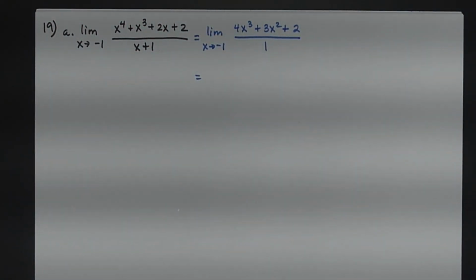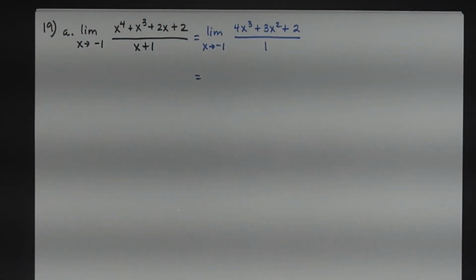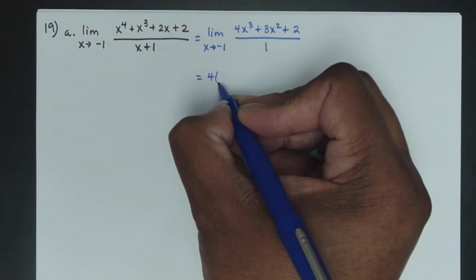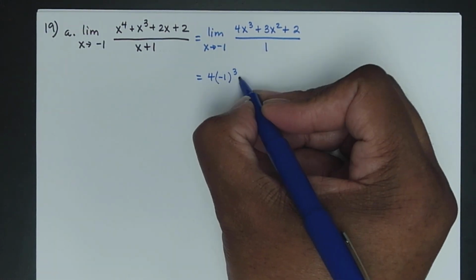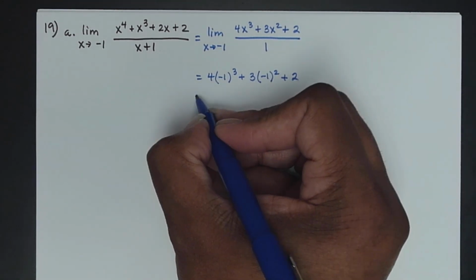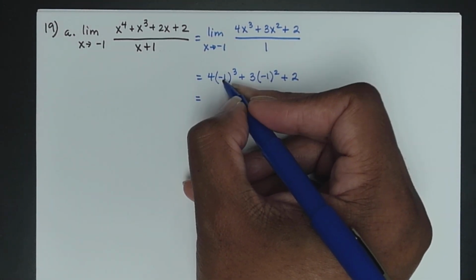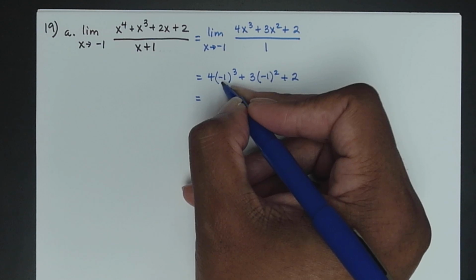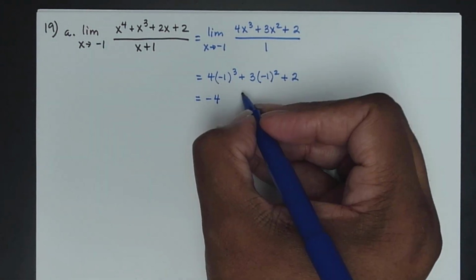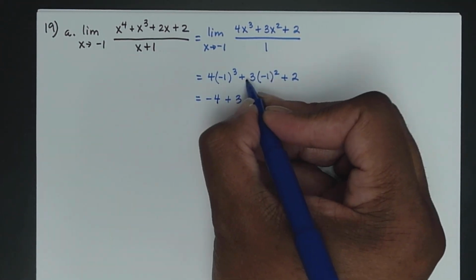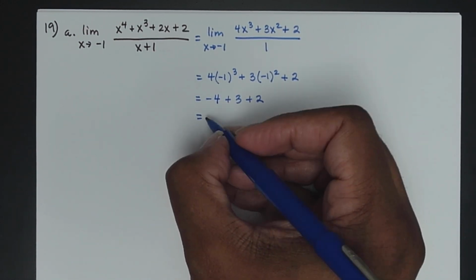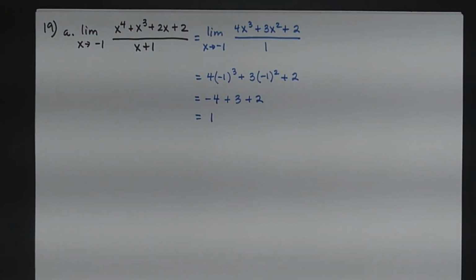Now I'm not going to get 0 over 0 at all, which means I can do direct substitution by substituting each x with negative 1. So I get 4 times negative 1 cubed, plus 3 times negative 1 squared, plus 2. If I have a negative to an odd power, that's negative. So negative 1 cubed is negative 1 times the 4 in front, that's negative 4. Negative 1 squared is 1, times 3 is a plus 3, then plus 2. Negative 4 plus 3 plus 2 gives you 1.